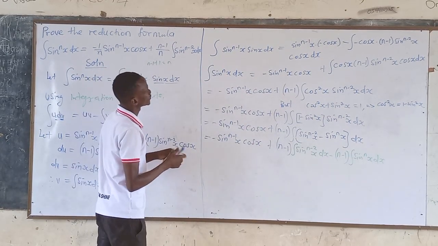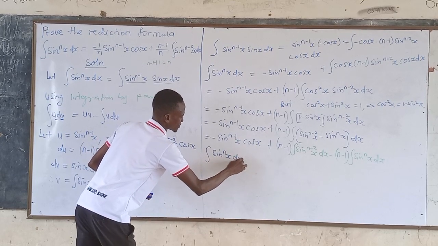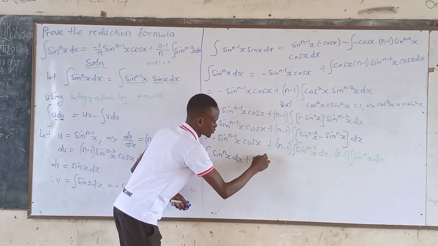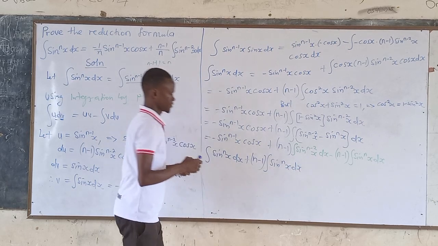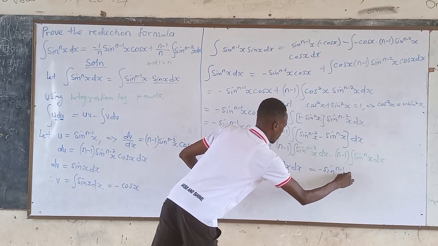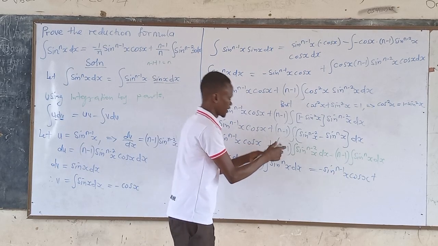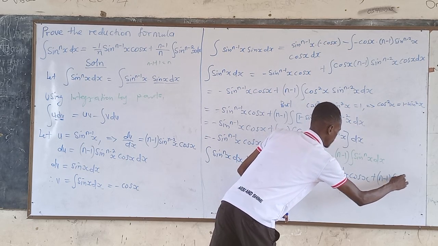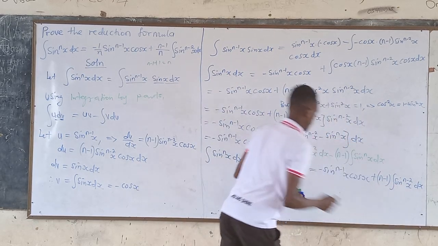So we have the integral of sine x raised to the power n dx, then plus this. This is minus. So if I bring it across the equal sign, it becomes what? Positive. So plus n minus 1 times the integral of sine n x dx. So this will be equal to negative sine n minus 1 x times cos x, plus the remaining one, which is n minus 1 times the integral of sine x raised to the power n minus 2 dx. Good. So this is what remains.